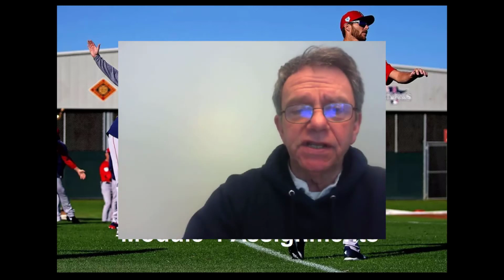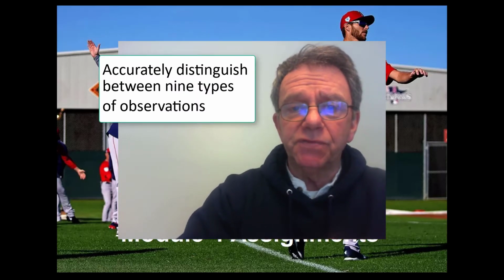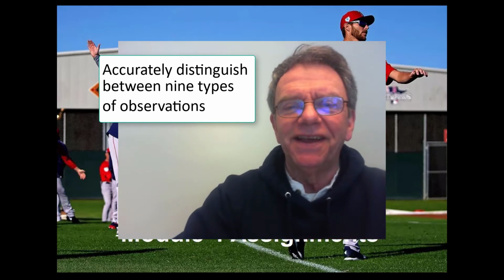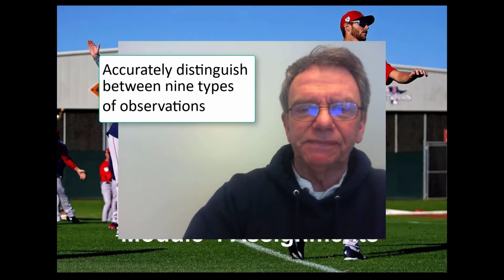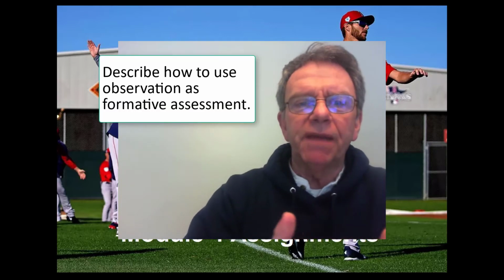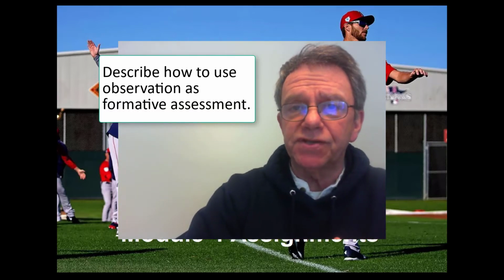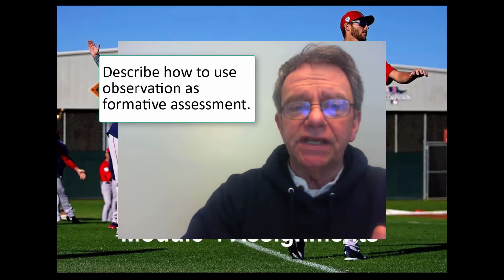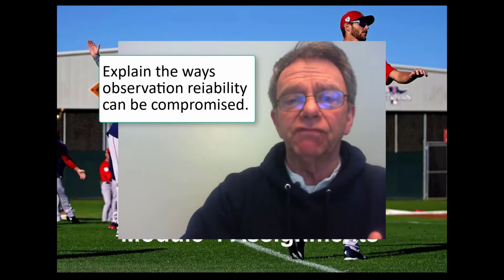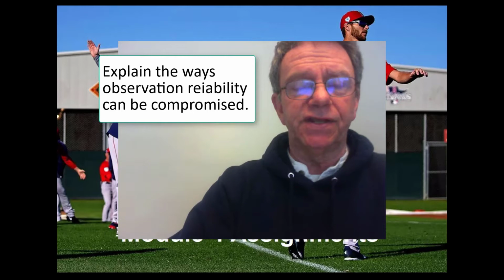I'm going to start off this time with the learning targets. There are three. The first is to accurately distinguish between nine types of observations. The second is to describe how to use observation as formative assessment. And three, explain the different ways observation reliability can be compromised.